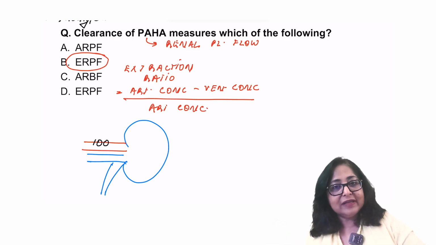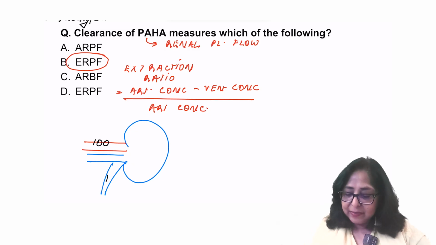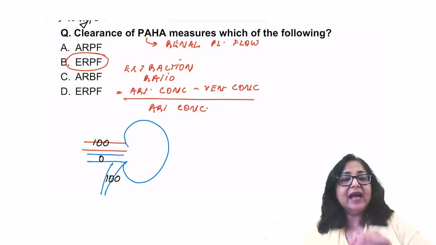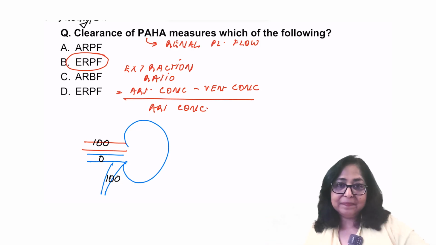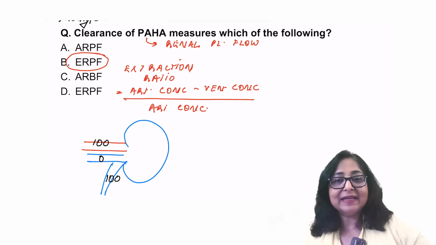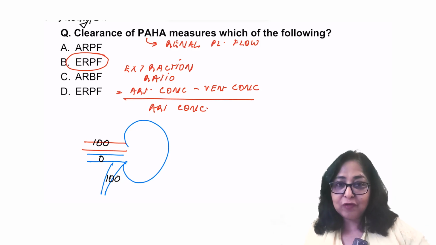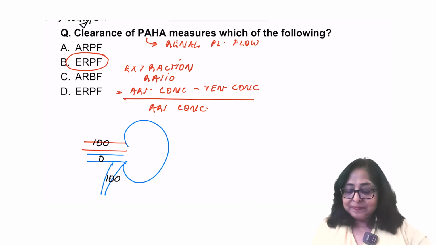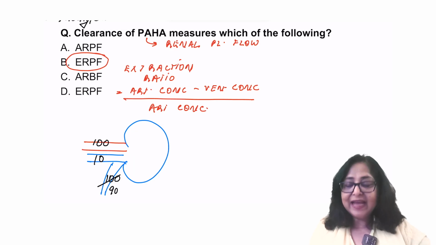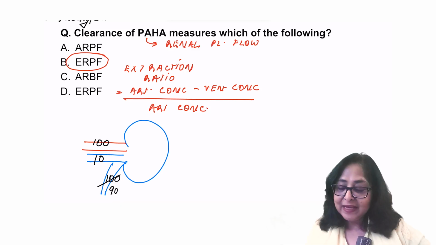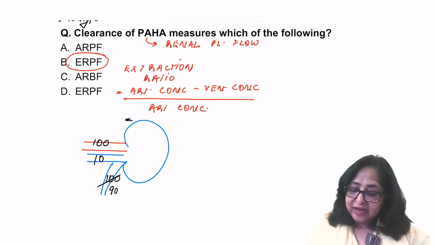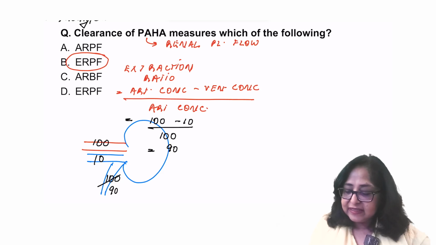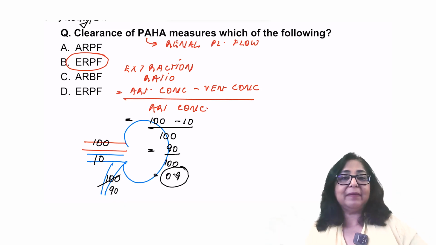Now if it is freely filtered and completely secreted, that means I will have 0 in the renal vein and 100 will be present in the urine. This is what I mean by freely filtered and completely secreted and why it measures the renal plasma flow. But actually what happens is, instead of getting 100 in the urine, I get 90 in the urine and 10 in the renal vein. So what is the extraction ratio? 100 minus 10 divided by 100, which is 90 divided by 100, which is 0.9. This is the extraction ratio for para-aminohippuric acid.